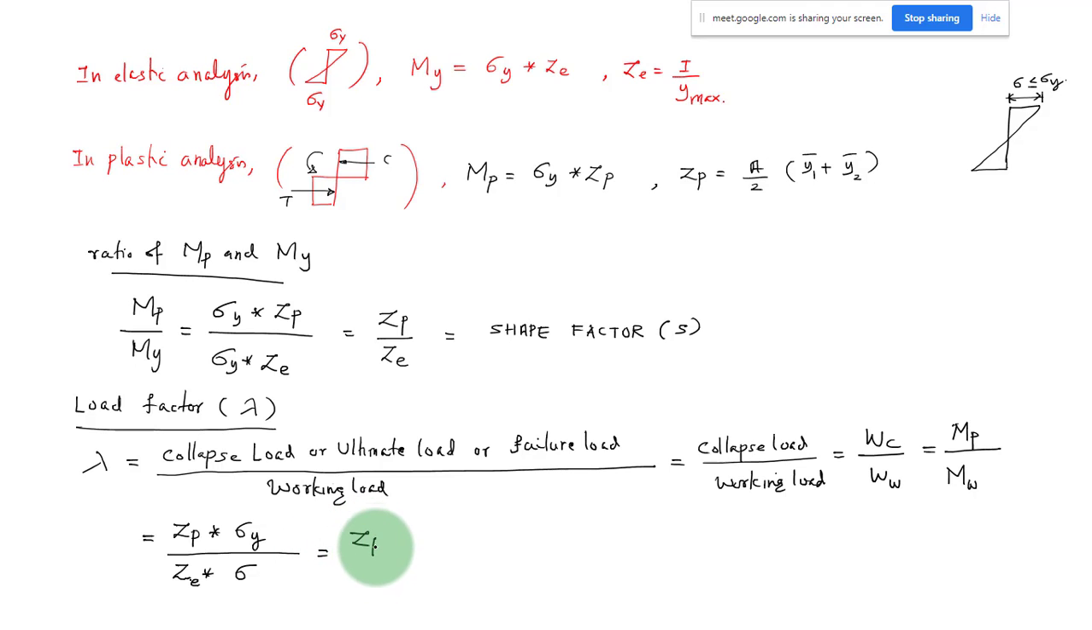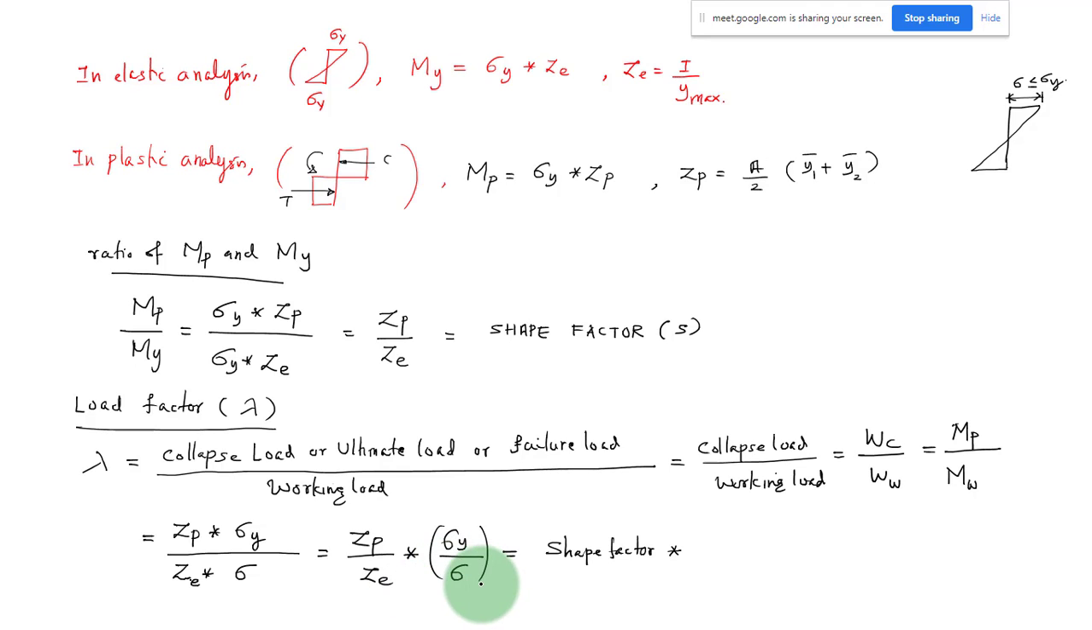This is an important relation again: ZP by ZD multiplied with sigma Y by sigma. So what is this ZP by ZD? That is known as the shape factor. So that is your shape factor. And what is this sigma Y by sigma?